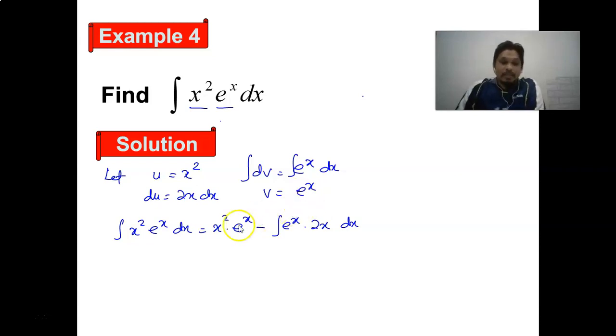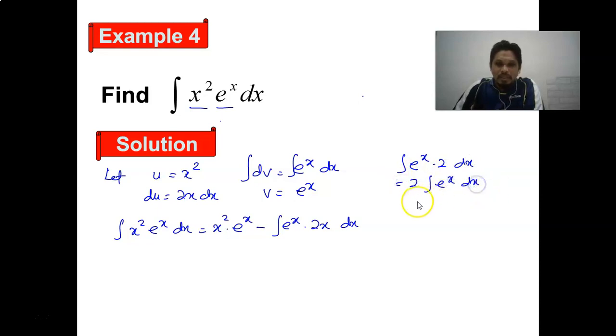Okay, so class, in this question, if this came out with the integral of e^x times 2 dx, then we can simplify this as 2 times the integral of e^x dx equal to 2e^x plus c. By the way, we cannot simply integrate this one easily, because we get an x here. Okay, so which means that we are going to come up with another u and dv for the second part, only for this one.